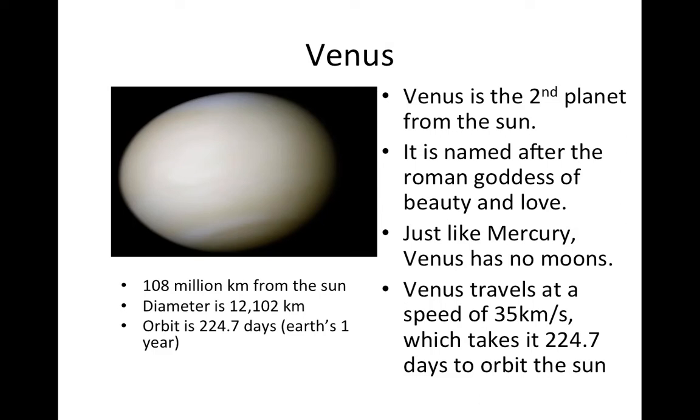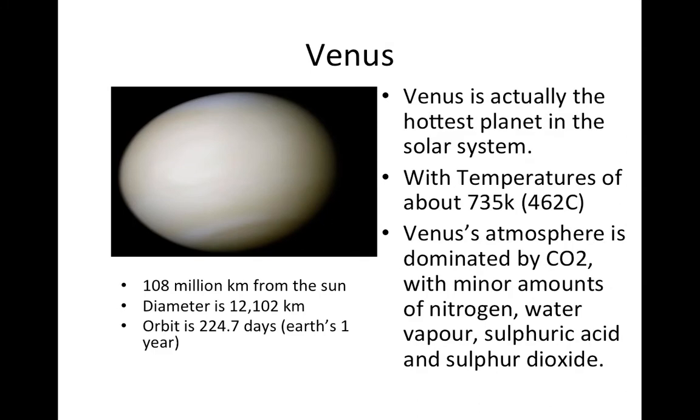108 million kilometers is the distance of Venus from the Sun, and its diameter is 12,102 kilometers as well. Now, Venus is actually the hottest planet in the solar system. The temperature goes up to about 735 Kelvin. Venus's atmosphere is dominated by CO2 with minor amounts of nitrogen, water vapor, sulfuric acid, and sulfur dioxide.